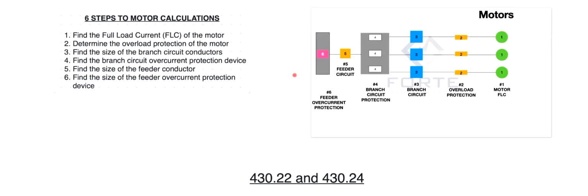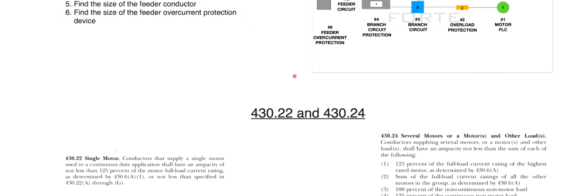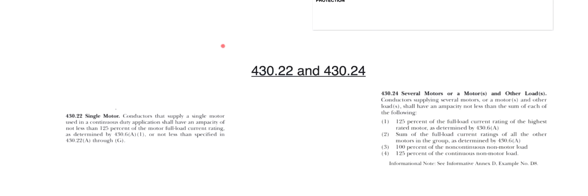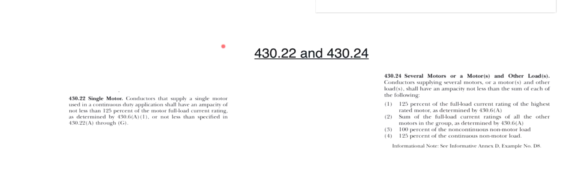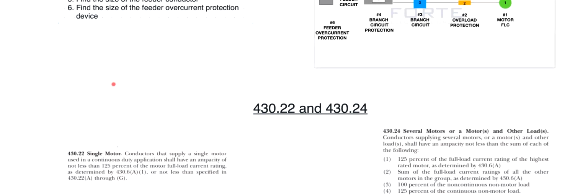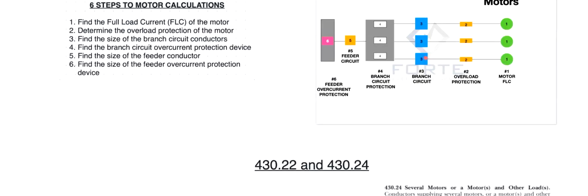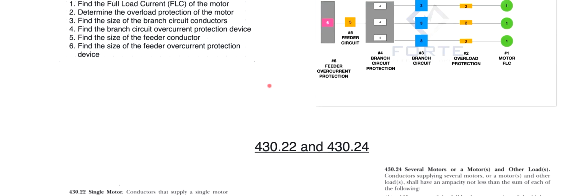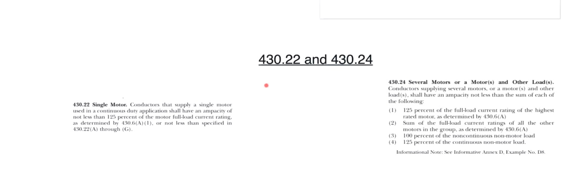So with that, let's go to 430.22. At 430.22, this is for a single phase motor on this branch. What it's explaining is this situation right here, just one motor is on this branch circuit. So 430.22, single phase motors.